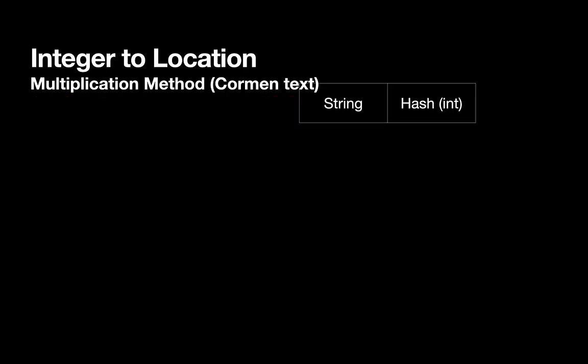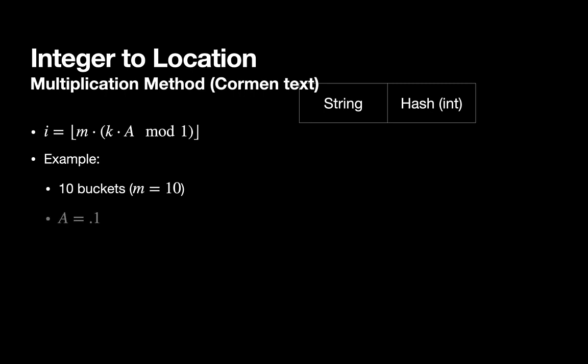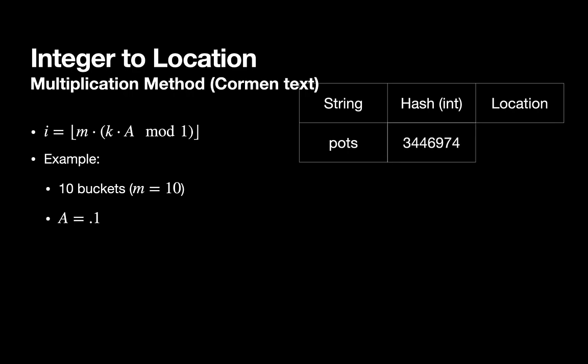So let's go back to our example using this approach. Again, here's our formula. In our example, we'll again use 10 buckets just like we did before. And for our value of a, we'll choose 0.1. We will apply this formula to our strings. So pots, again, our hash value is 3446974. If we multiply that by 0.1, basically it's moving the decimal over one place. We can think of it as ending in 0.4. Then if we drop the integer value and multiply this by 10, our location ends up being 4. Oh, this looks kind of familiar.